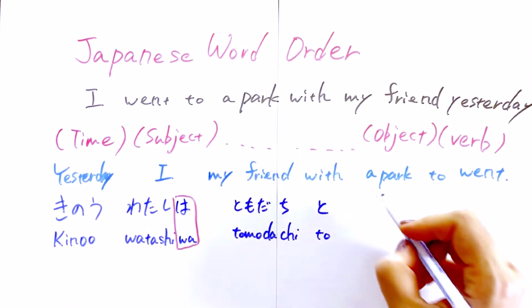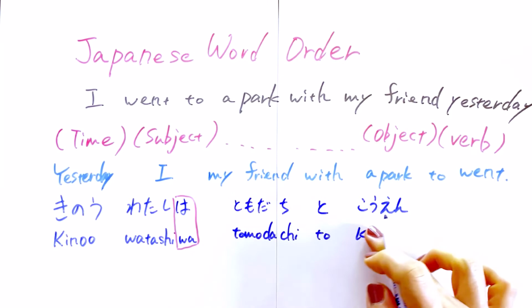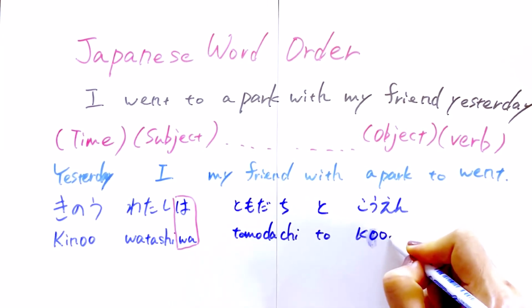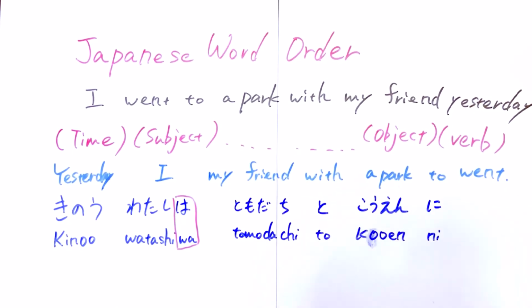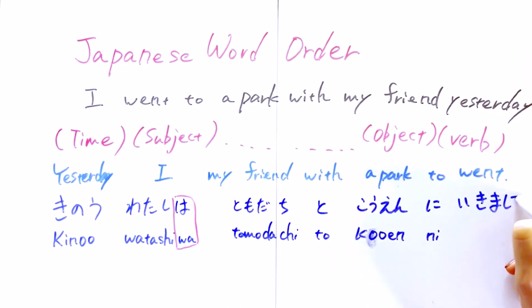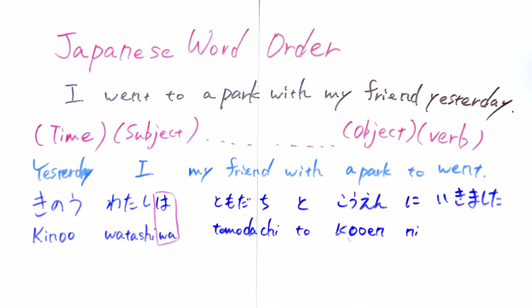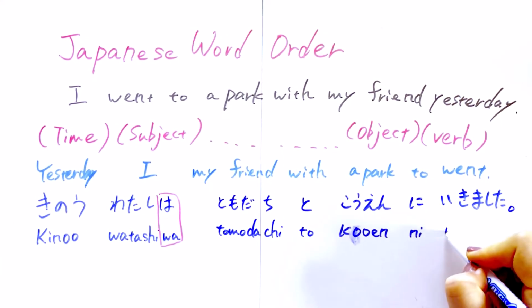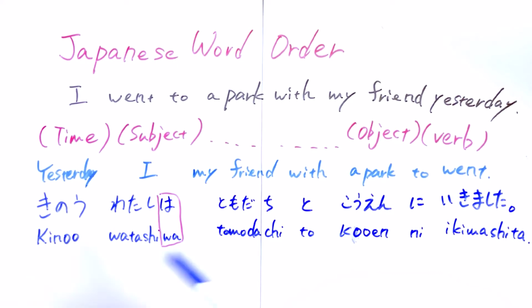To a park, 公園, to is ni, particle, and then went, 行きました. Can you see it? 行きました. Yeah, so as you can see, very different word order.